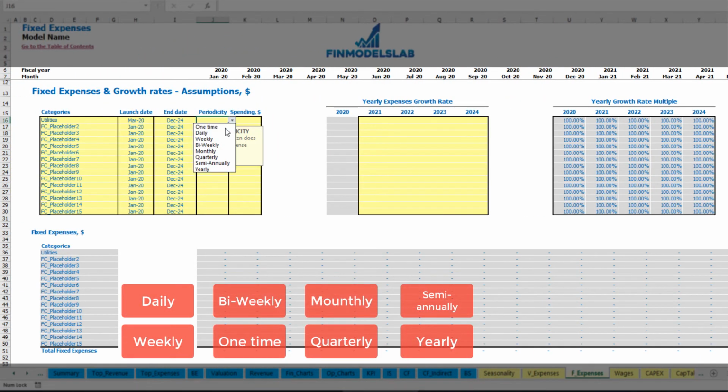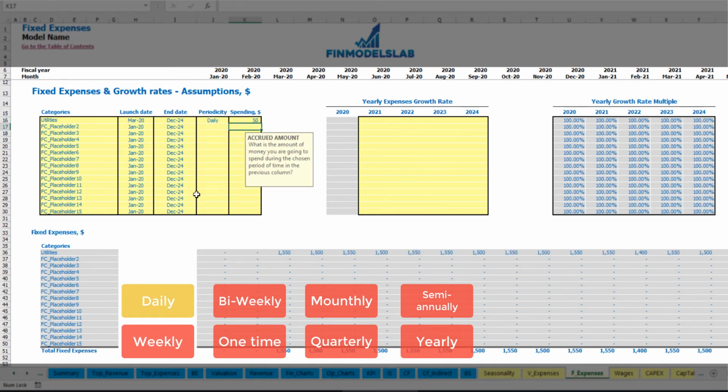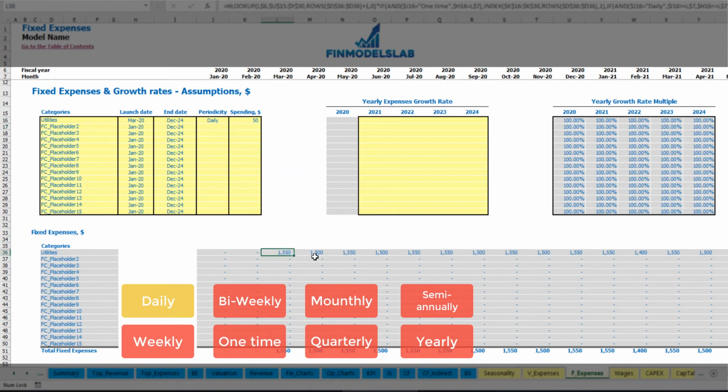Let's pretend periodicity will be daily with an amount of $50 per day. So you may see these amounts in here. It is calculated based on the count of days within the month. So obviously in March 20 you have 31 days. That's why you will have 1550. In April you have 30 days. This means this will be $1500.